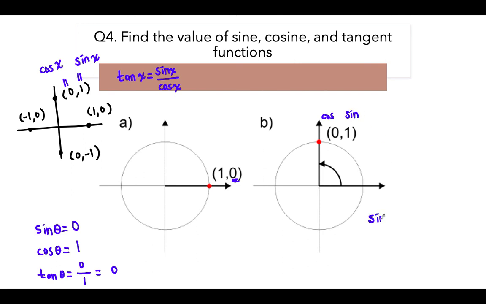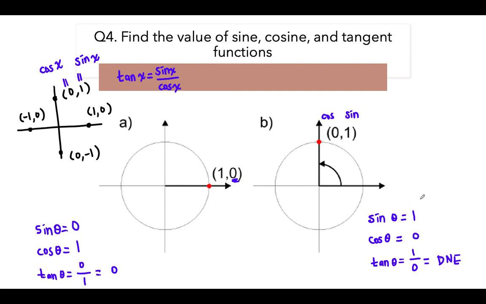So sine theta, in this case 90 degrees, is going to be 1. Cosine theta, in this case 90 degrees, is going to be 0. And then tangent is going to be sine over cosine. But 1 divided by 0 is going to be undefined. So tangent at 90 degrees does not exist.